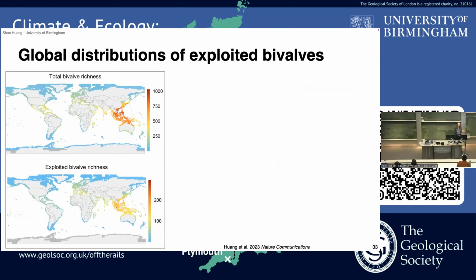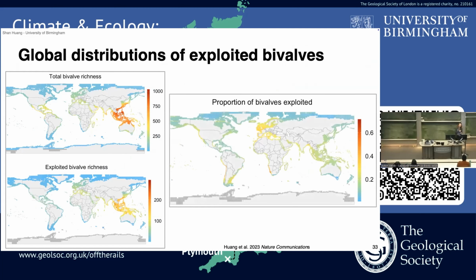Although the number of exploited species is largely related to the total number of bivalve species in the region, the proportion of exploited species is higher outside these largest diversity hotspots, mainly along the west coast of major continents. And these regions also tend to have lower bivalve diversity when compared with other regions at the same latitude, which is generally a good predictor of diversity.